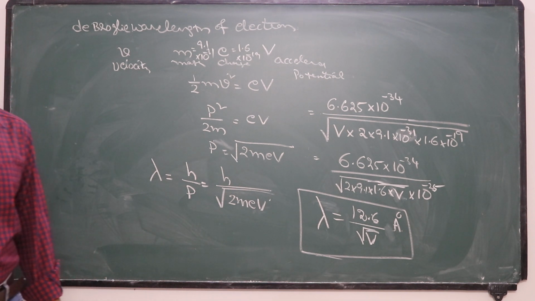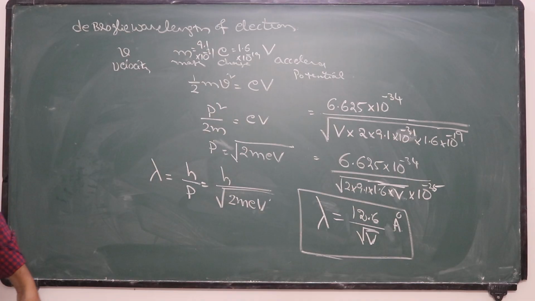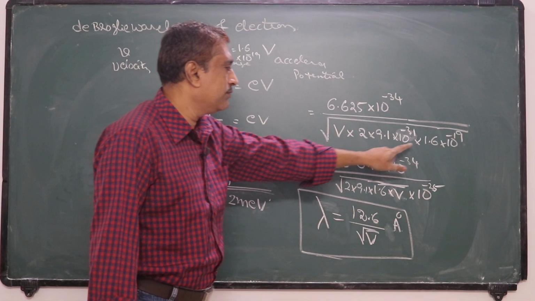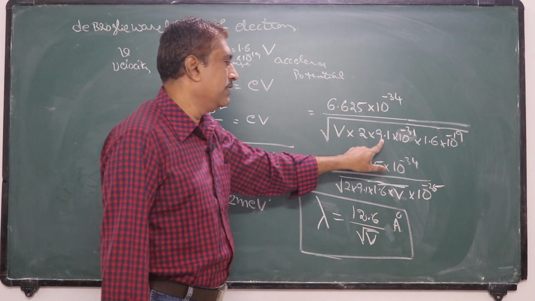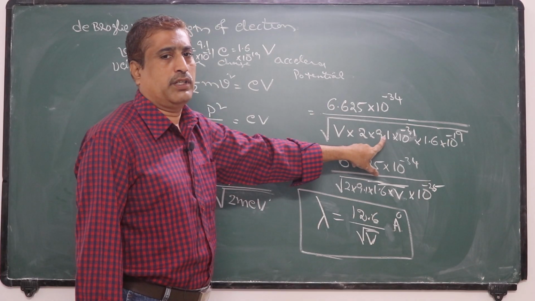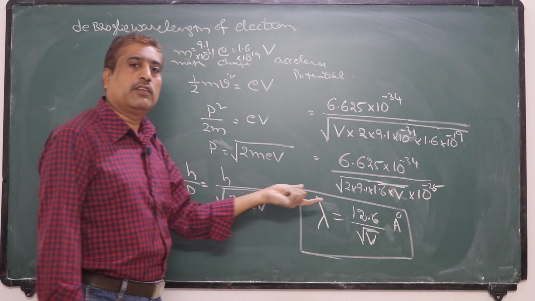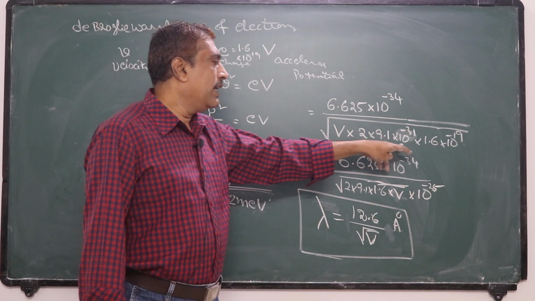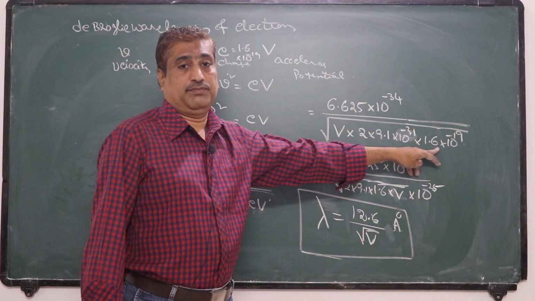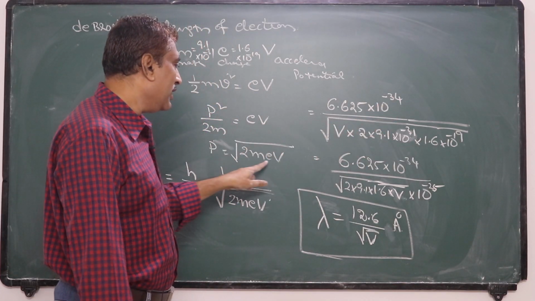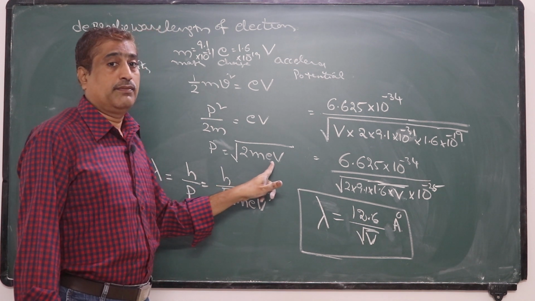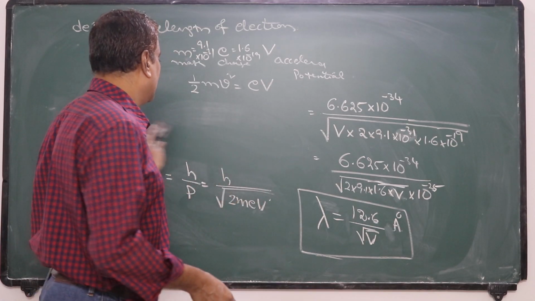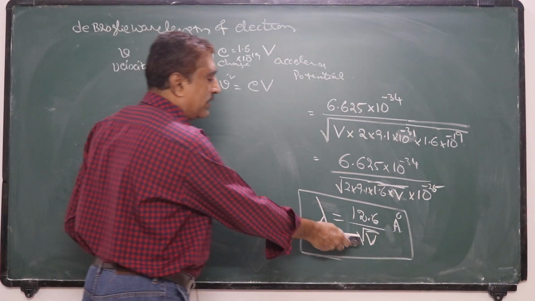Okay. Now similarly we can calculate for a proton also, where the charge of the proton is the same, but the mass is different. So by substituting the mass of the proton, we can calculate the wavelength associated with the proton. Similarly, if we consider a neutron, then we have to substitute the mass of the neutron, and there is no charge on the neutron. Remember this particular value.